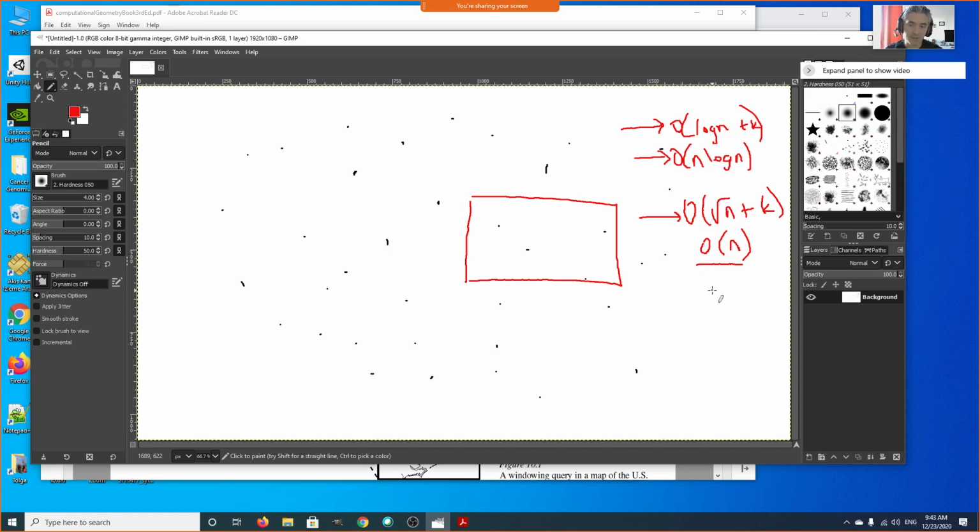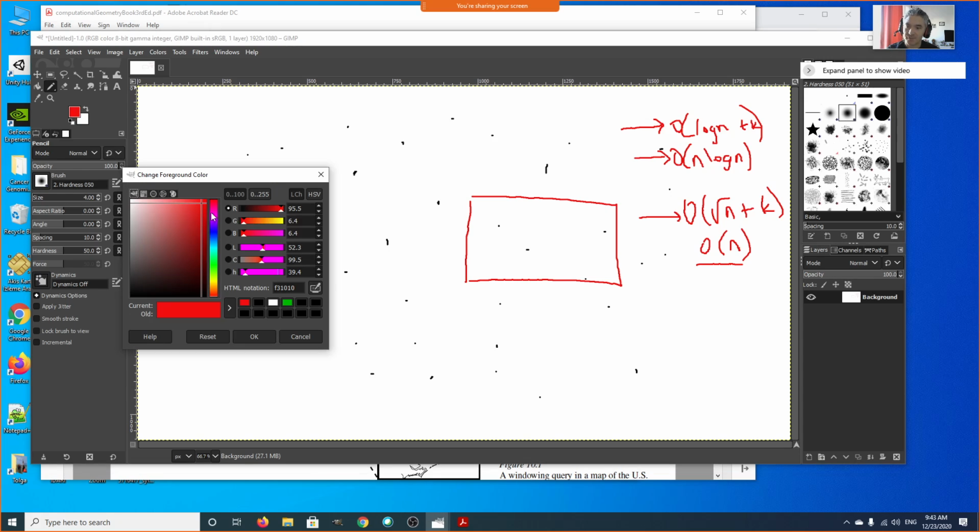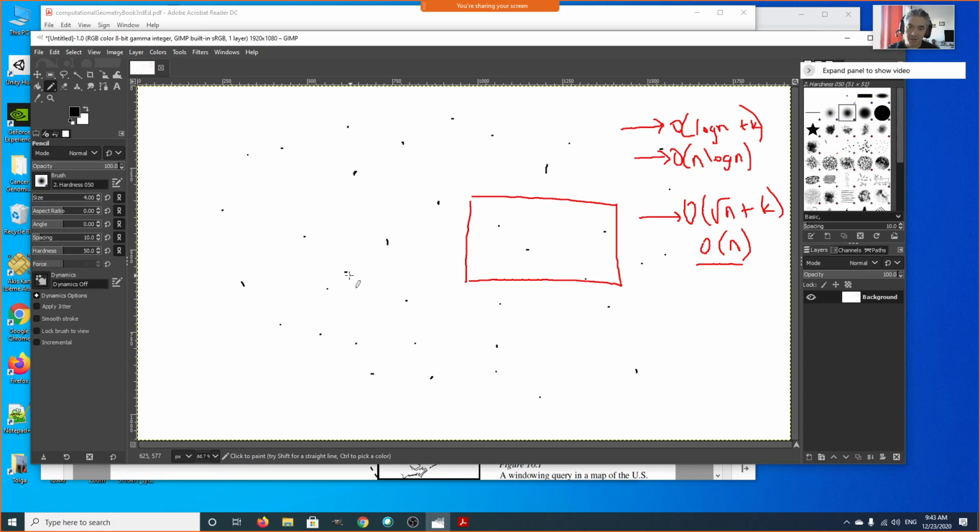So today's topic, chapter 10, is similar to this in terms of queries. We are going to have again windowing queries, in which we are going to have axis-parallel rectangles, but our input is going to be different. Our input is not going to be a set of points, but a set of line segments. All right, so we will be given a set of line segments, and we are going to look at different versions of this problem.